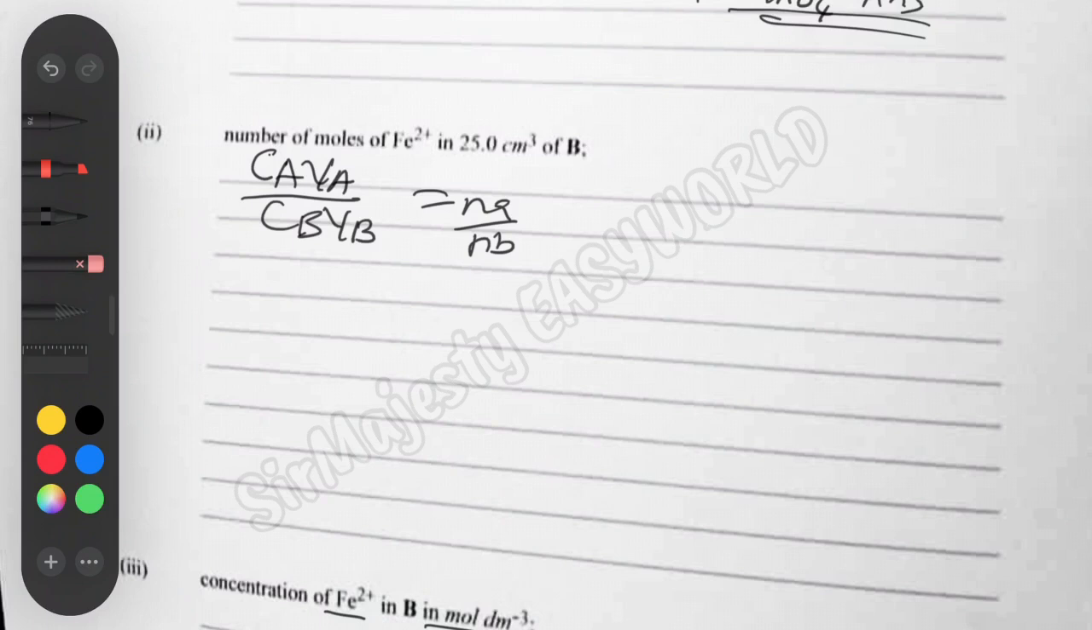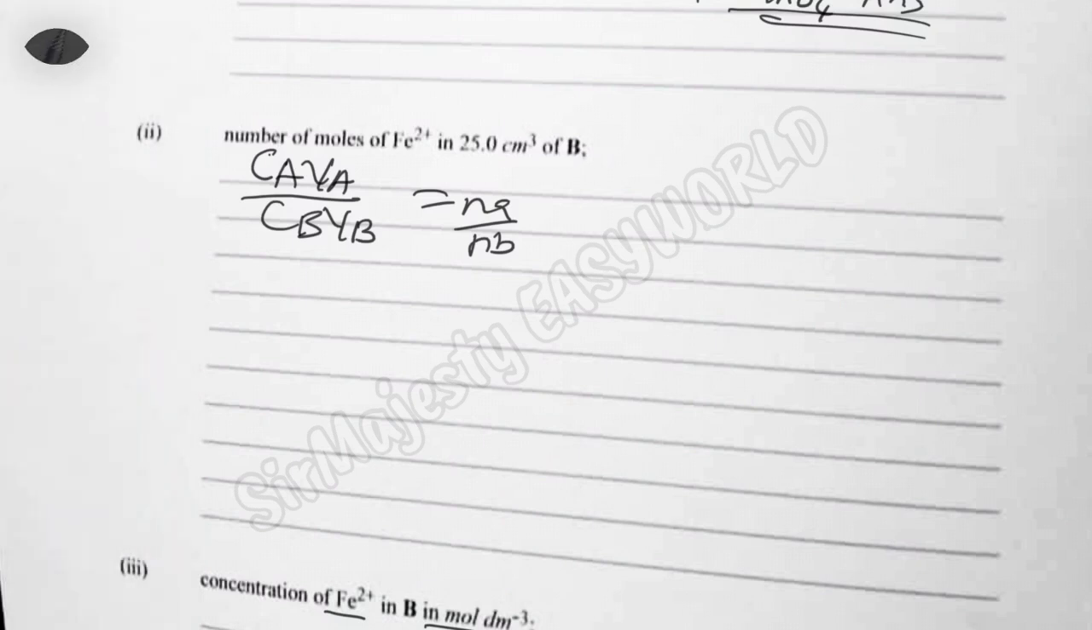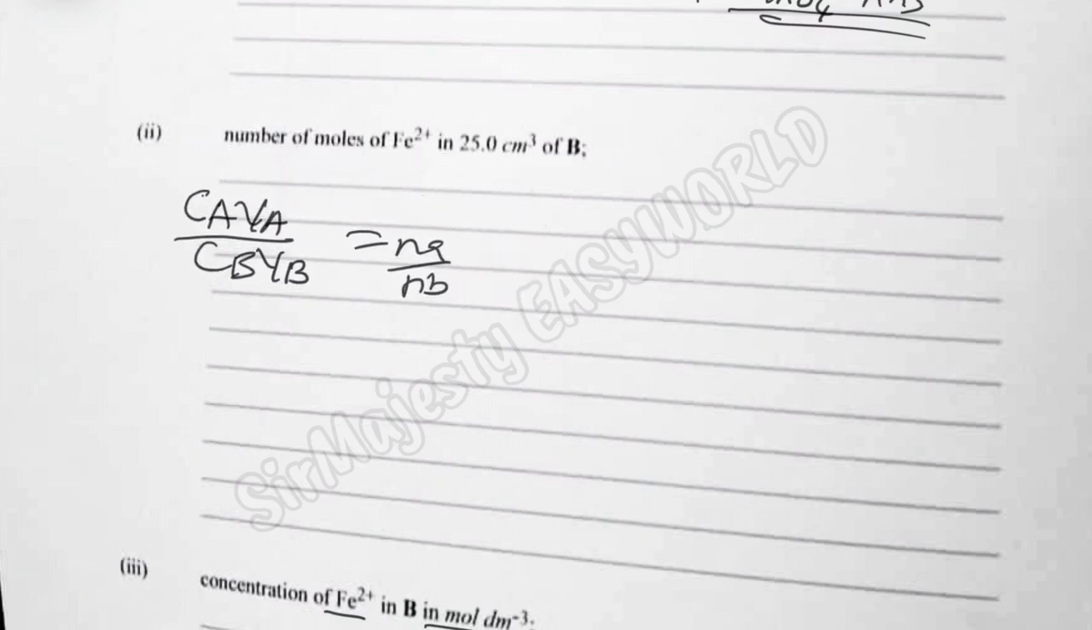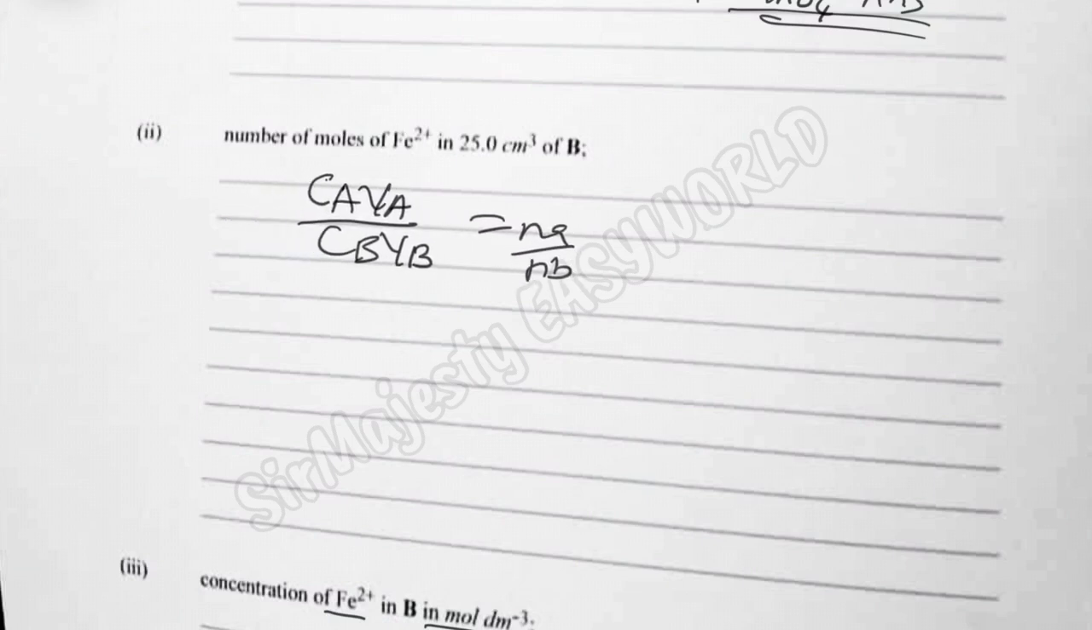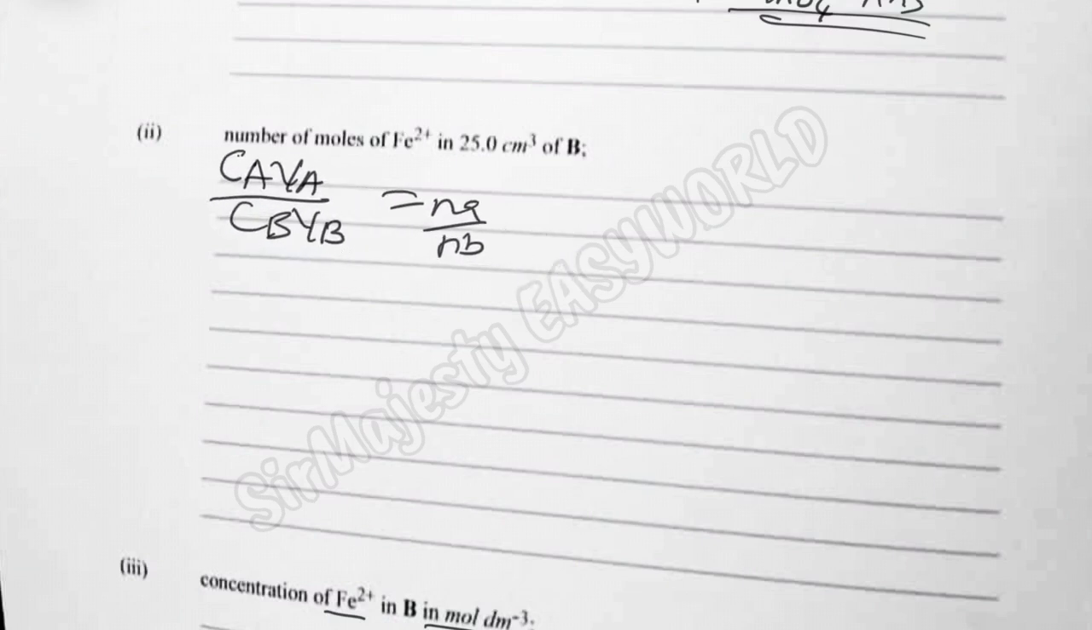You must know the molarity of B first before you can find the accurate moles in the volume they specified, which is this 25. So definitely I'm answering both questions collectively. I'm answering this and this, because for me to get one I have to solve the other, using this CAVA formula. It is this formula that will be used, CAVA over CBVB equals NA over NB. So I will tell you the volumetric analysis formula.